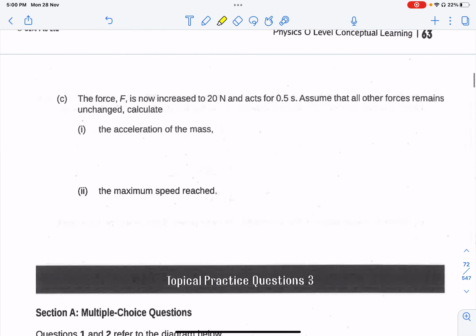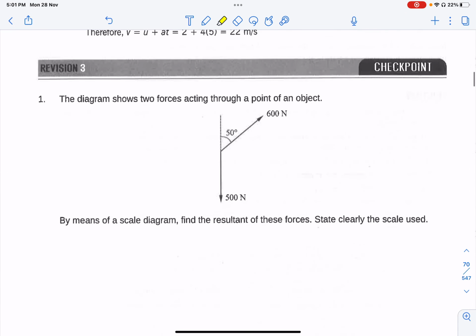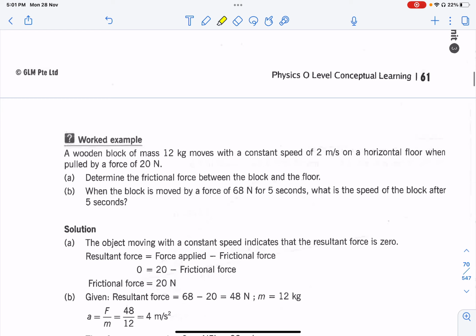Okay, so that comes to the end of this particular chapter. You can read through and do read your Marshall Cavendish textbook for more information and details. Thank you.